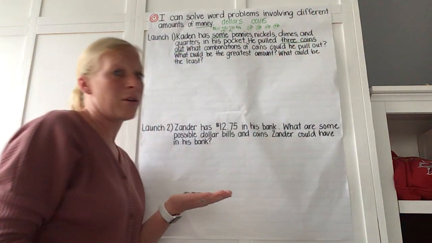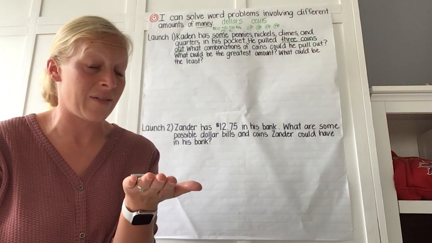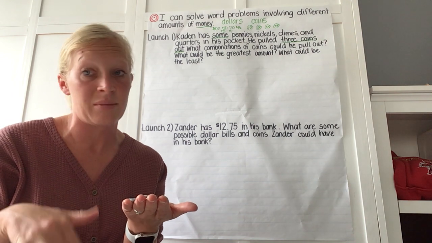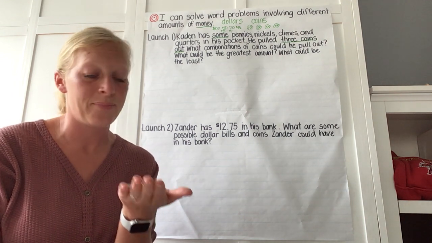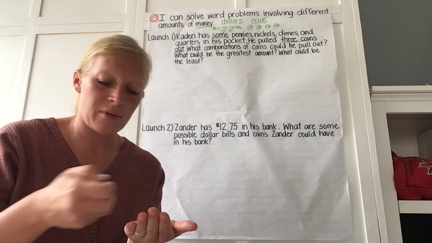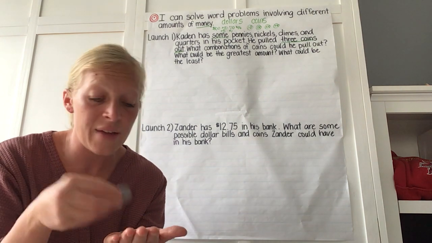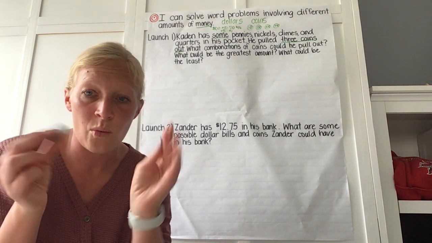I want to model this for you though. So I have some coins in my hands. I've got some pennies in there, some nickels, some dimes, some quarters, all mixed up. I'm just going to grab 3 out, okay? And this is what I've got in my hand. I've got 2 quarters and 1 dime.